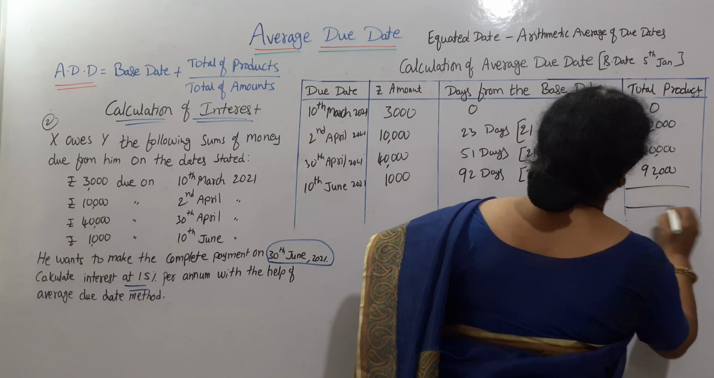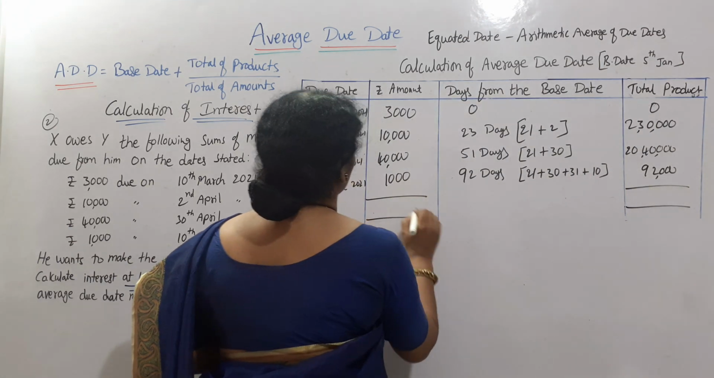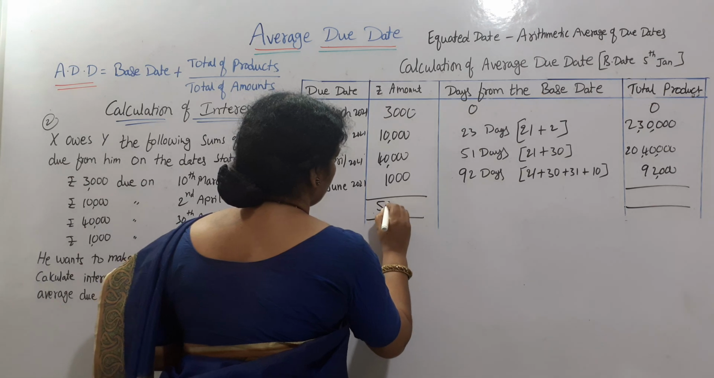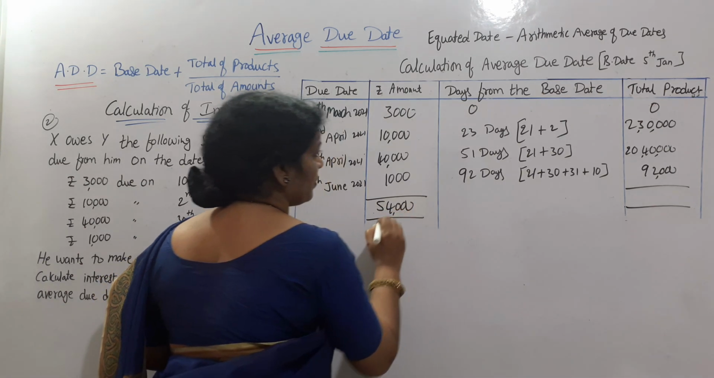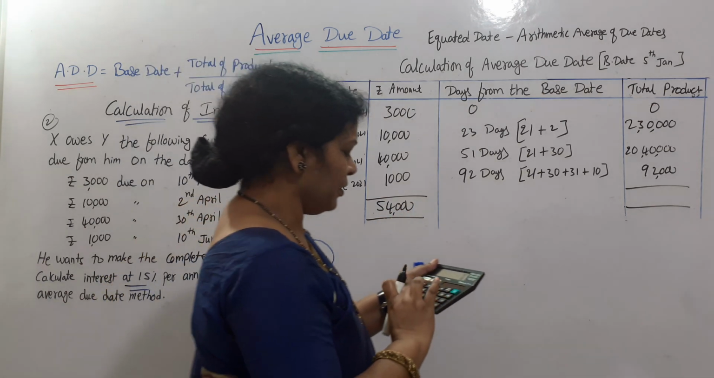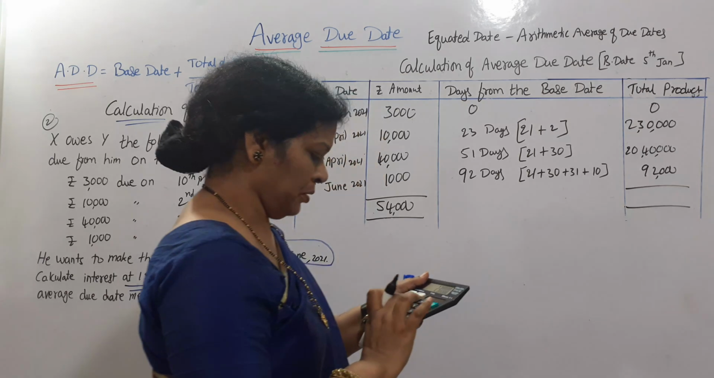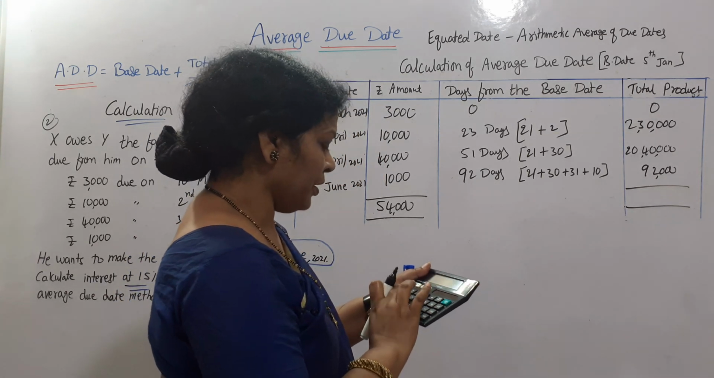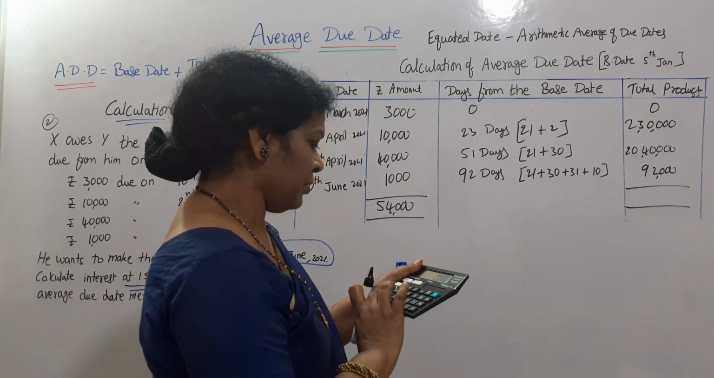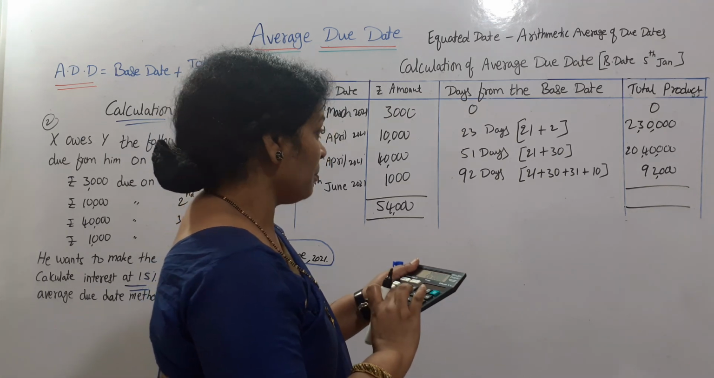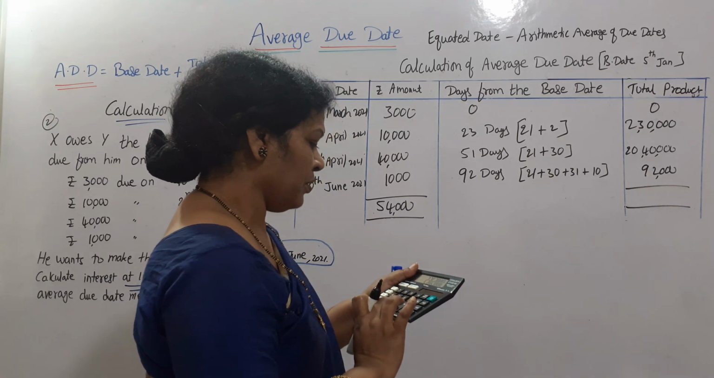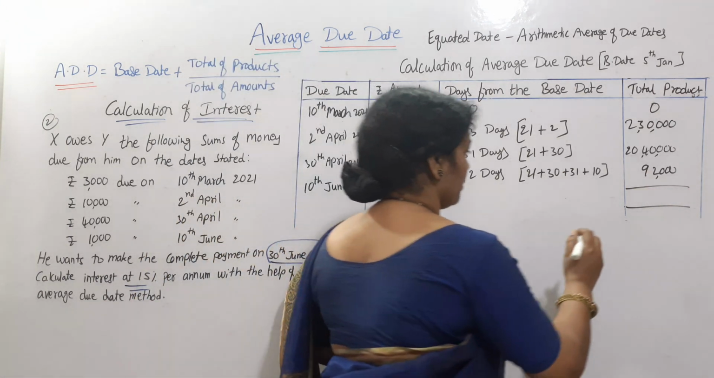We'll total up both. The total amount is 3,000 plus 10,000 plus 40,000 plus 1,000, which is 54,000. And the total product is 2,30,000 plus 20,40,000 plus 92,000, which is 23,62,000.